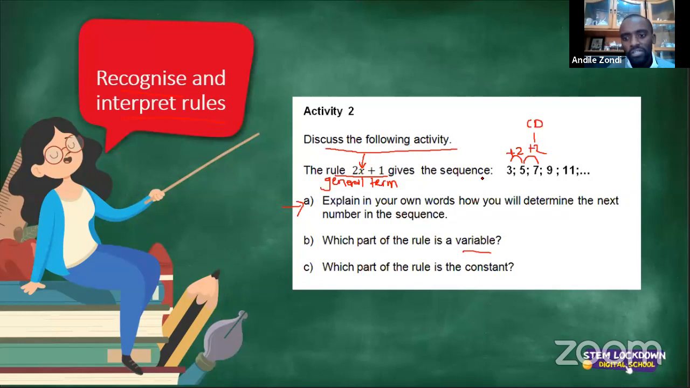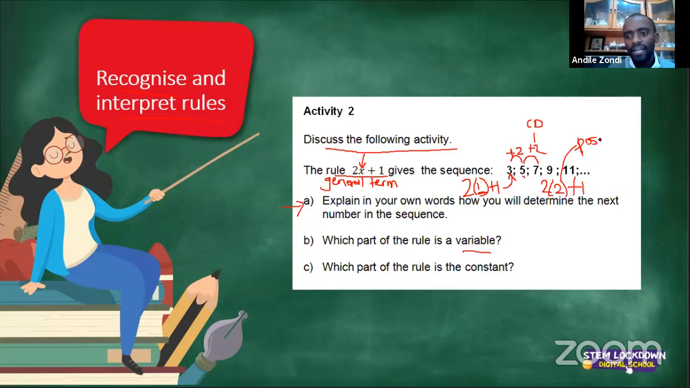But notice for position 1, you probably said 2 times 1 is 2 plus 1, and then you got 3. So in this case, 1 represents position. That is very important that you understand that. For position 2, 2 times 2 is 4 plus 1 is 5. So this one is position.